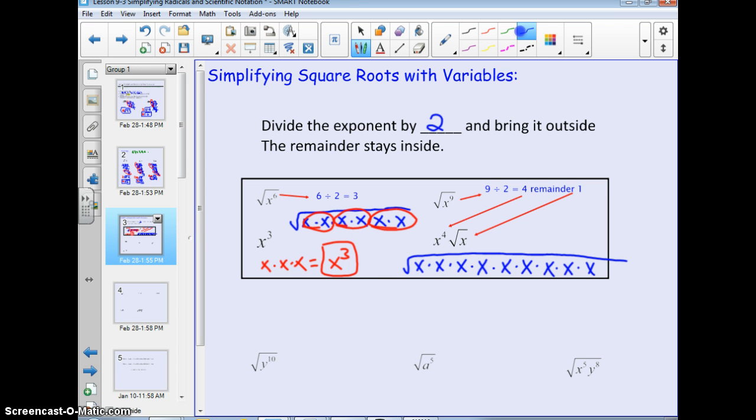I think we have 9. 1, 2, 3, 4, 5, 6, 7, 8, 9. All right. So if we were to expand this all out, which you don't have to do, I'm just showing you this for visual, so you have a little bit more of an example here.